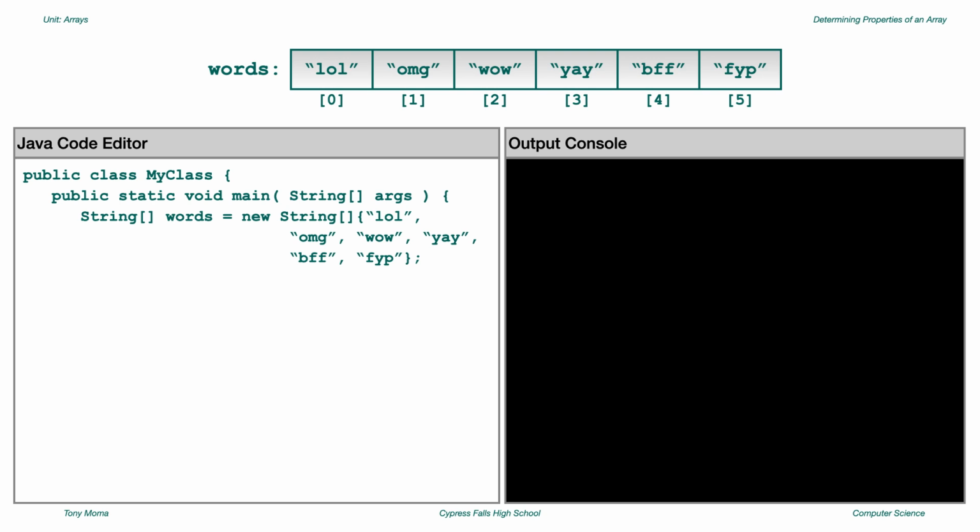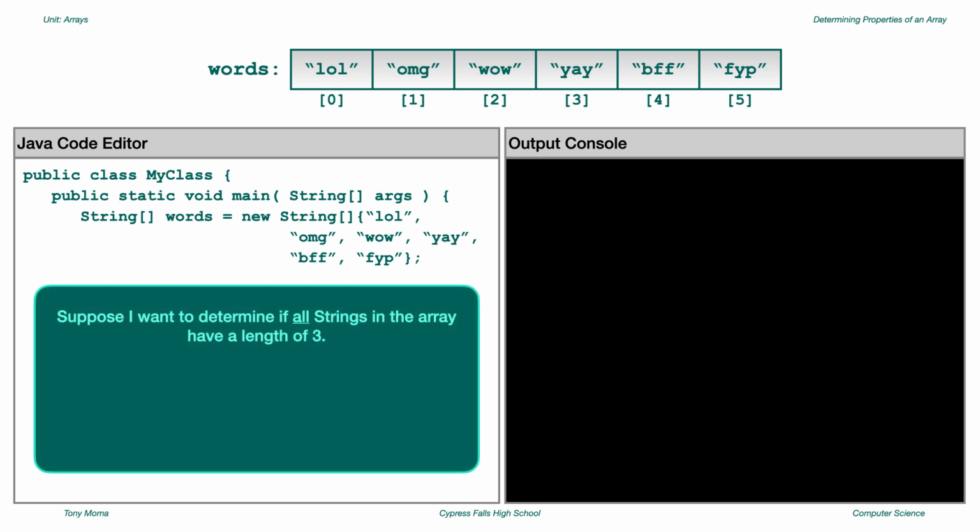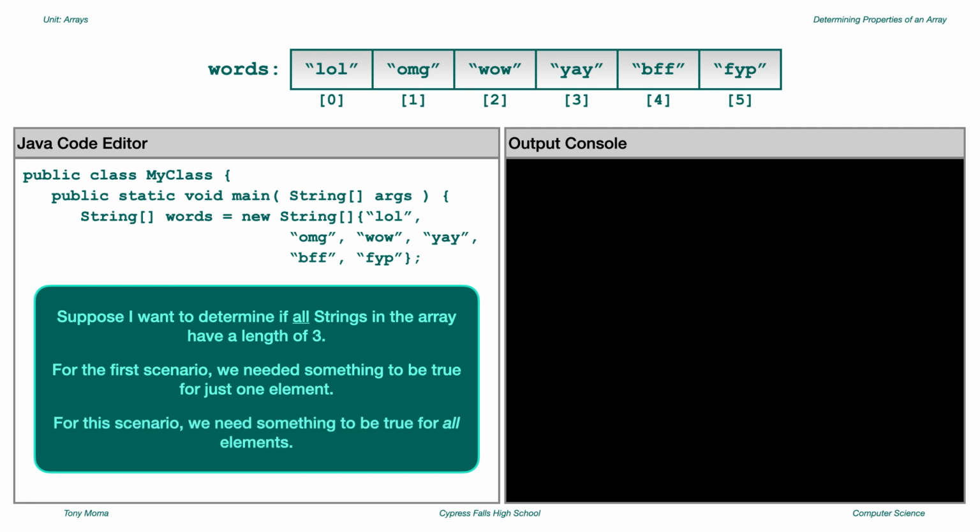Scenario 2. Suppose I want to determine if all strings in the array have a length of 3. This scenario differs from the first scenario that we discussed in one important way. For the first scenario, we needed something to be true for just one element in order for the final output to be true. For this scenario, we need something to be true for all elements in order for our final output to be true. For this reason, the steps that we're going to follow are going to be very similar to the steps we followed for the first scenario, but with a couple small changes.